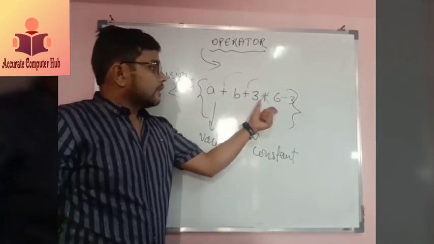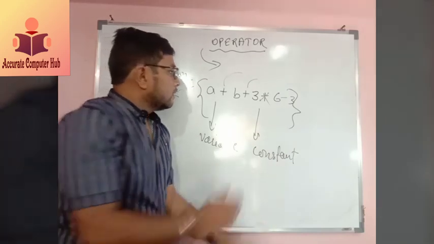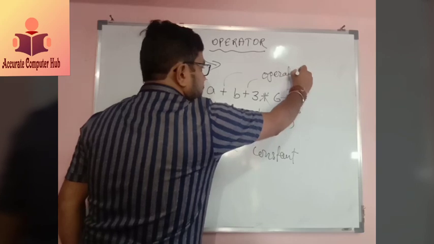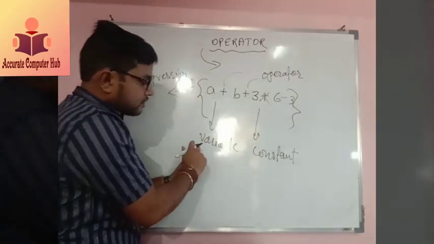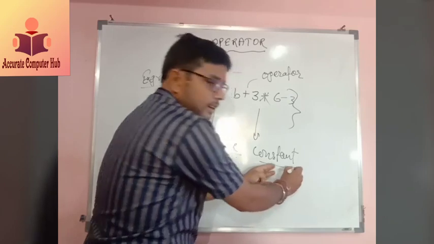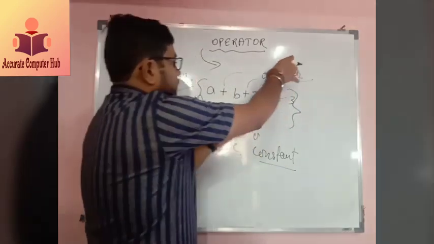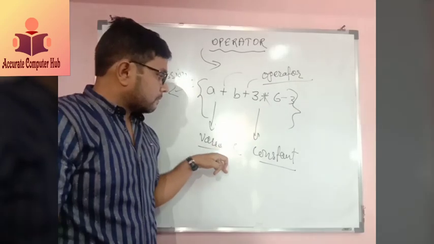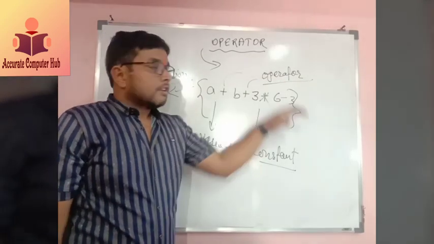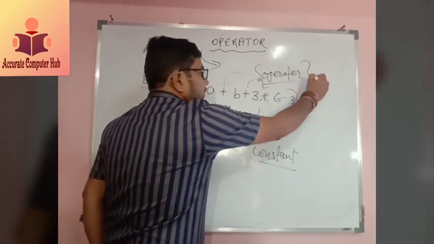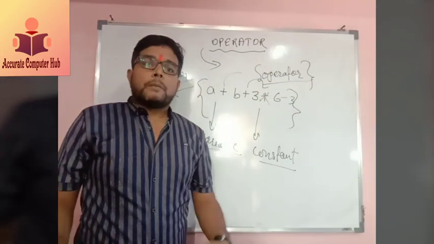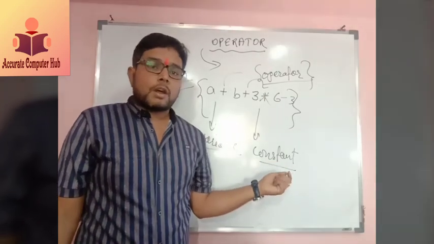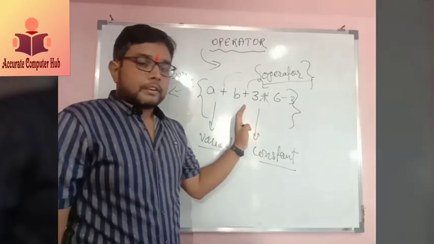Plus, into, minus, multiply, divide, these are called operators. So an expression is the combination of variable, constant and operator. This is the whole definition of an expression. So we have to learn about the operator: what the operator is, how many types of operators there are, and what the uses of operators are in Java programming. We have to learn all about that.